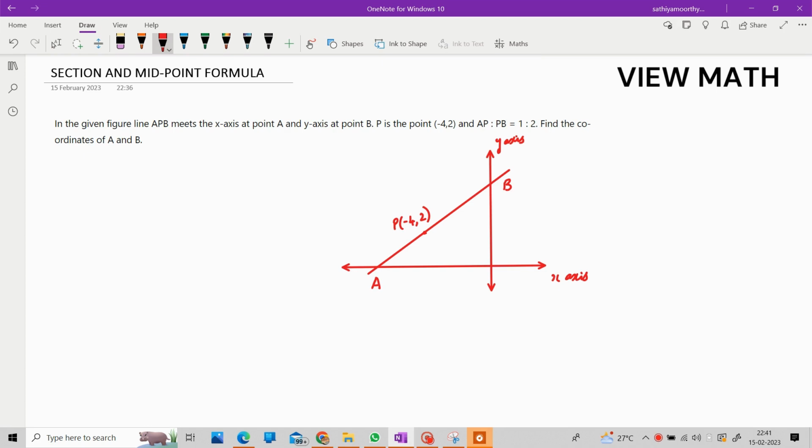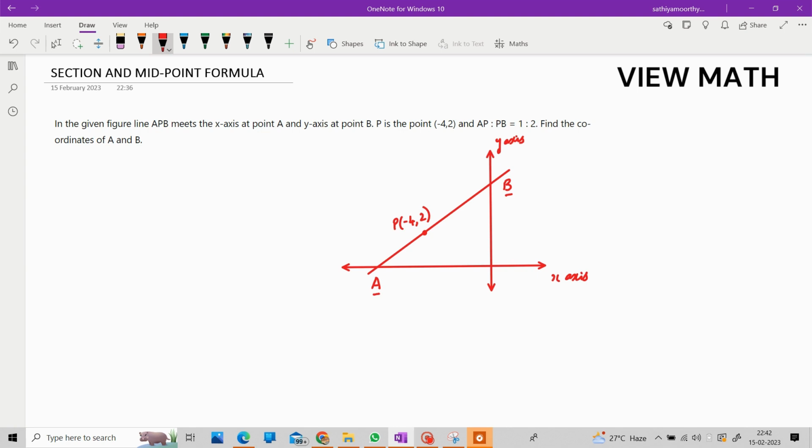So what is given is in the figure, APB meets the x-axis at the point A. So now you can see this is a line APB. It meets the x-axis at the point A and it meets the y-axis at the point B. P is a point (-4, 2). Now they have given a point P. This is (-4, 2) and it divides the AB.